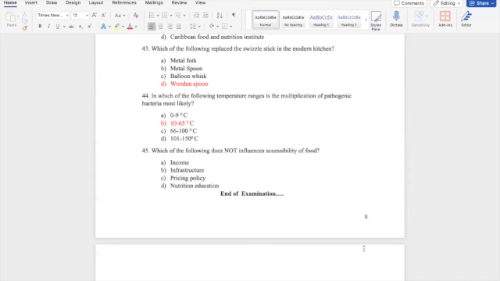Which of the following does not influence accessibility of food? And that will be nutrition education. All right, so I actually hope you learned something.